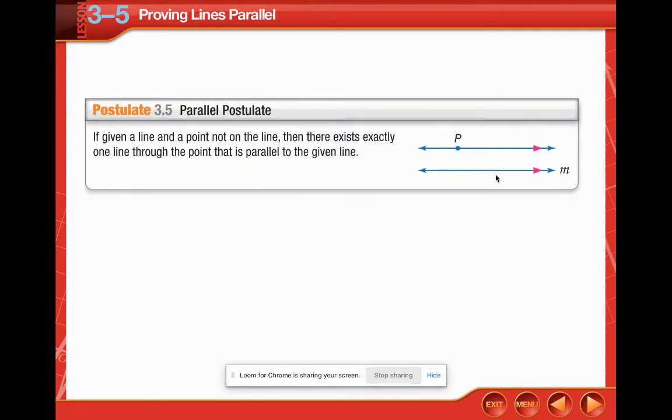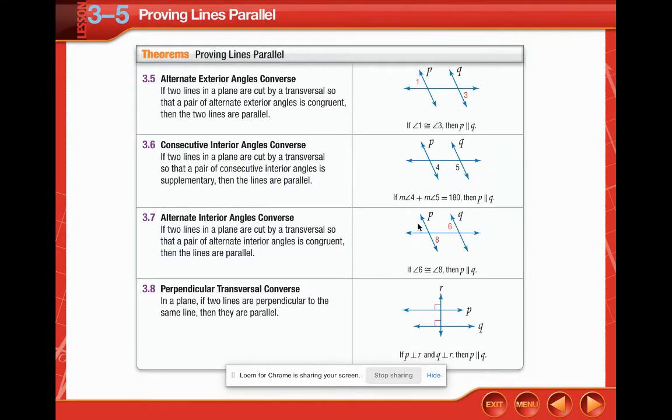Right? Parallel postulate, this one can be a little bit confusing, but I think it's always great to demonstrate it. If given a line and a point not on that line, then there exists exactly one line through the point that is parallel to the line. So if you draw a line and then put a point somewhere outside of the line, there's only one way to draw a parallel line that goes through that point. No other parallel line would go through that point.